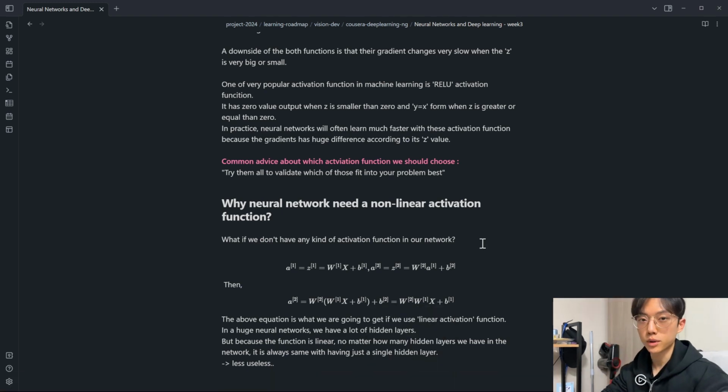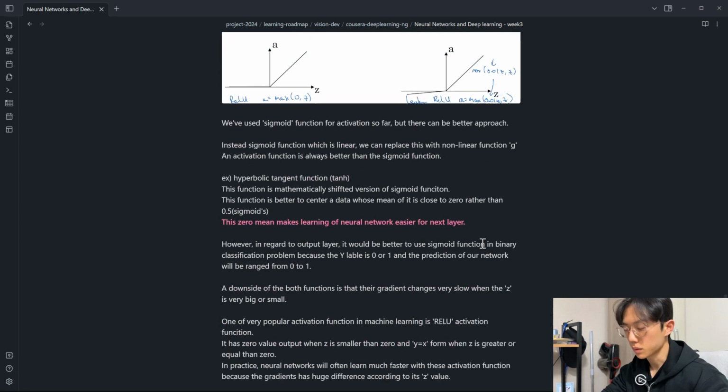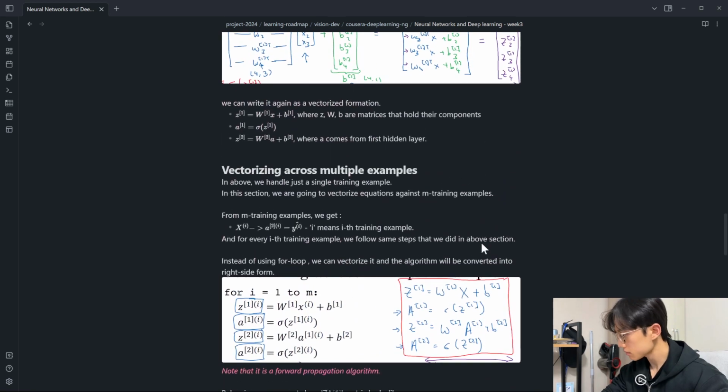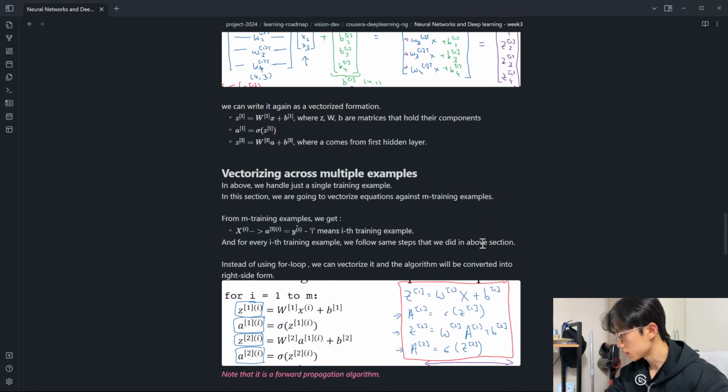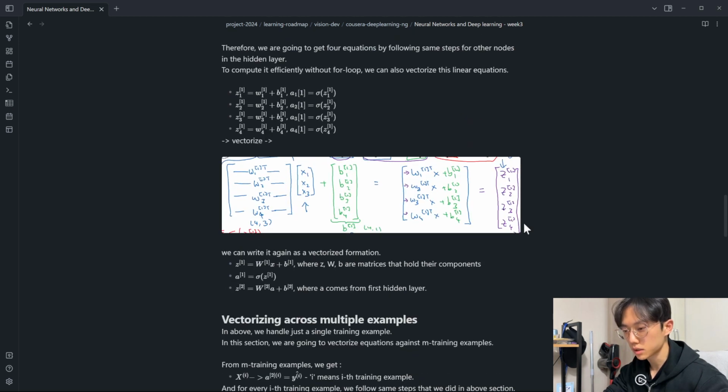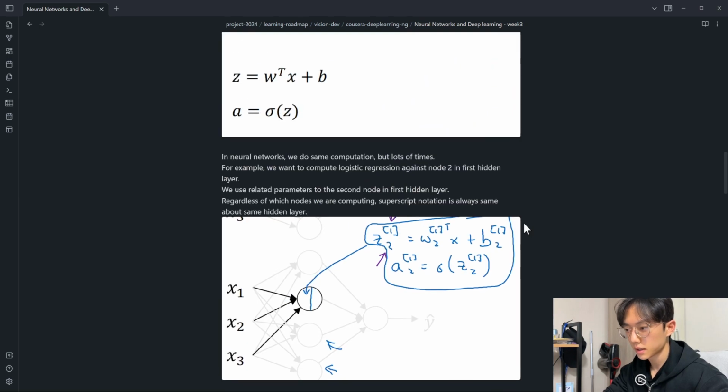Okay, now I'm going to recap what I learned today: an explanation for the vectorized implementation and activation functions in your network, and why we need nonlinear activation functions in our network.